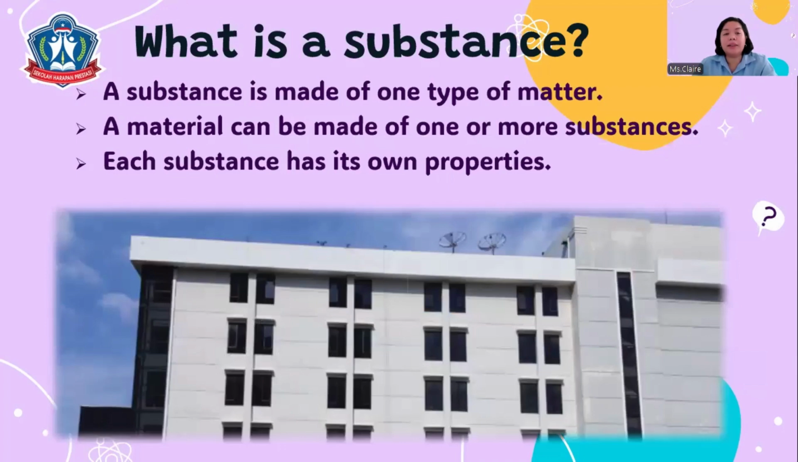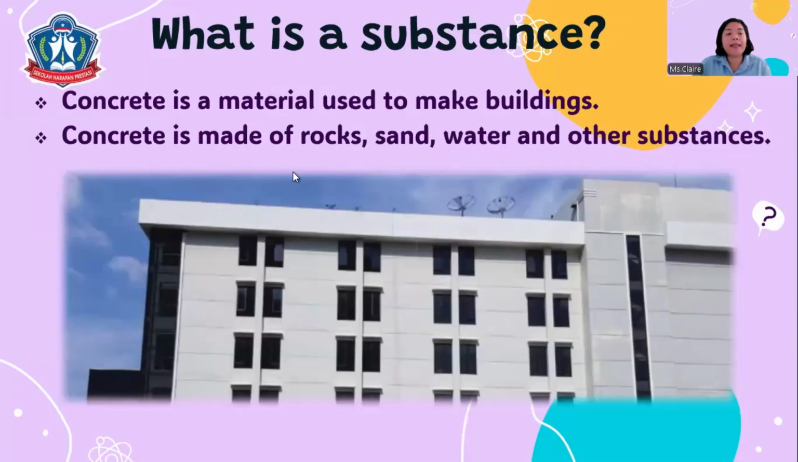Now, what is a substance? A substance is made of one type of matter. A material can be made from one or more substances. Each substance has its own properties, so take note of that. This picture is a concrete material. Concrete, children, is a material used to make buildings. Concrete is made up of rock, sand, water, and other substances.